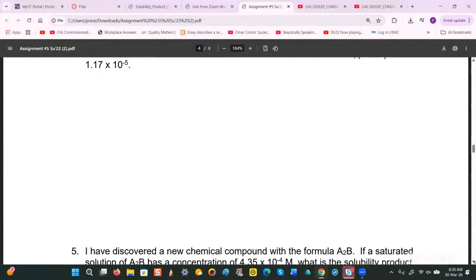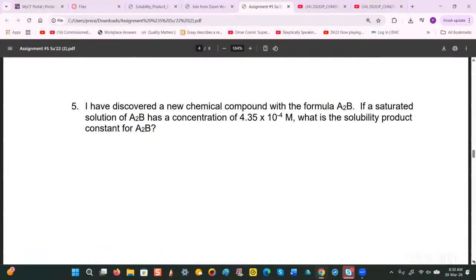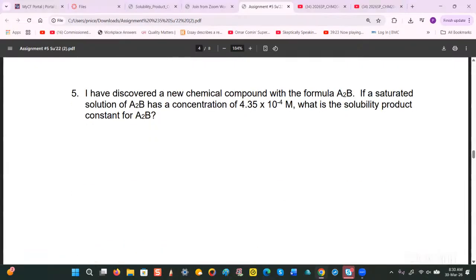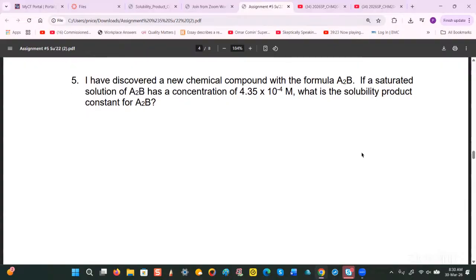and scroll down. Okay, now this one is a hypothetical situation. You have a compound where the formula is A2B, right? Now the assumption is that A would be the positive ion, the cation, and the B would be the anion. That's the assumption that we have to make. And it says that the saturated solution of A2B has a concentration of 4.35 times 10 to the minus 4. What is the solubility product constant?